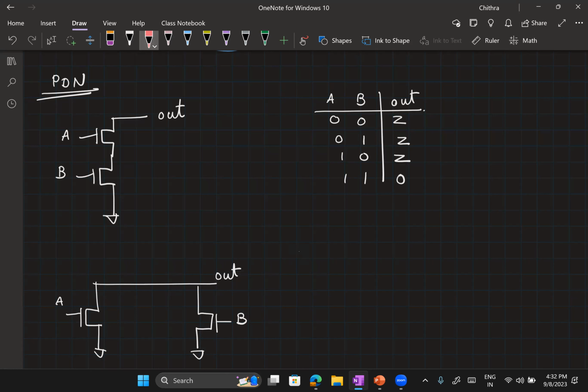So this now corresponds to, you need to have A and B as 1. So this now corresponds to A dot B, but the output is 0. So basically A dot B bar, right? Now, I can't write an equation here because all of these are high impedance values. Now, what about the truth table for this?